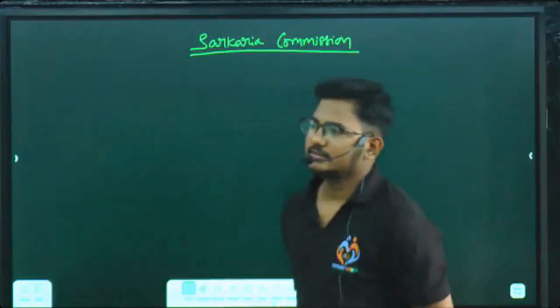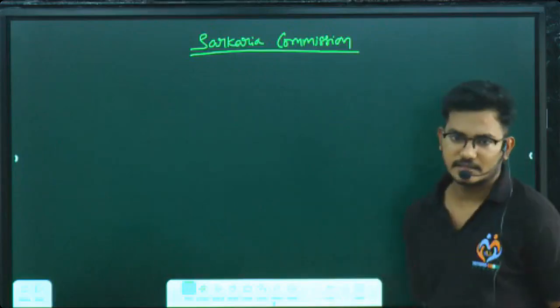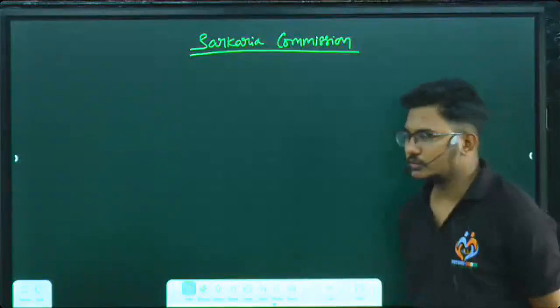In the last class, we have seen Article 263, which is Interstate Council. And then I have told you about amendment of the Constitution.